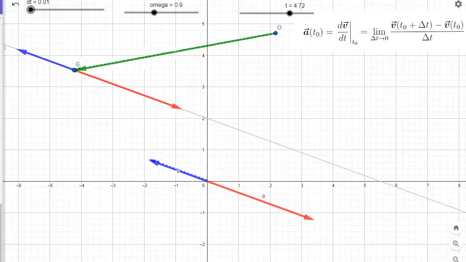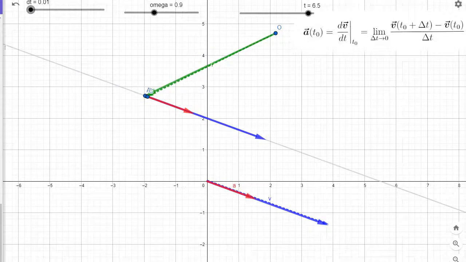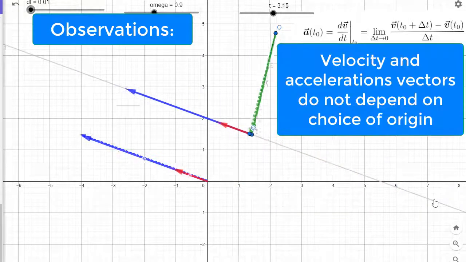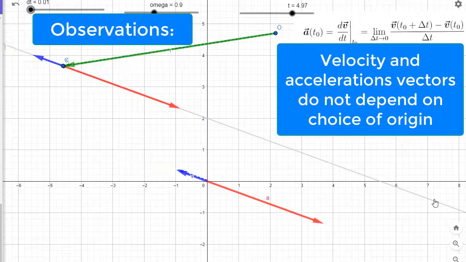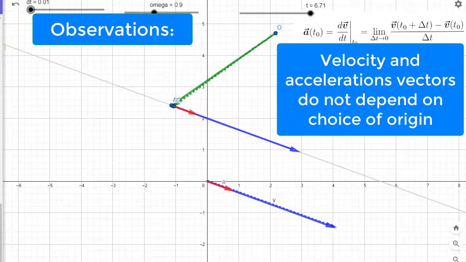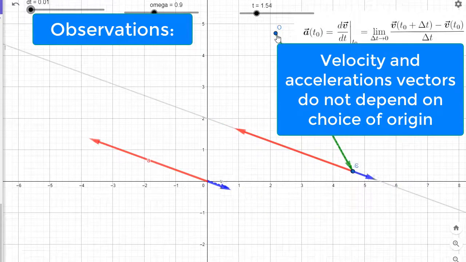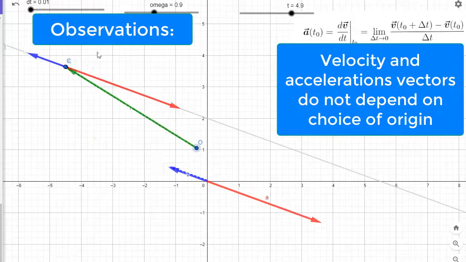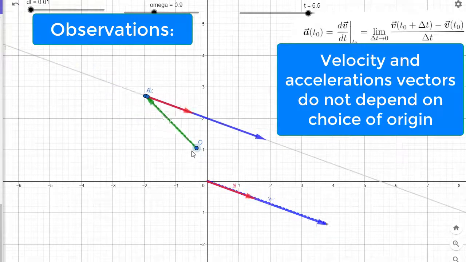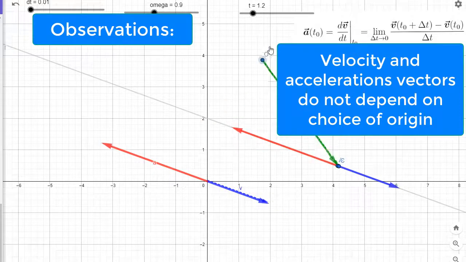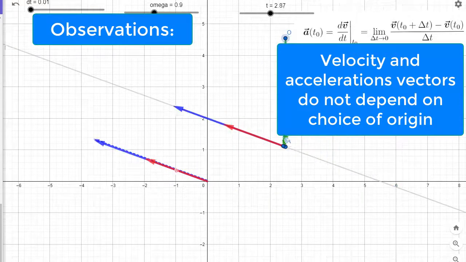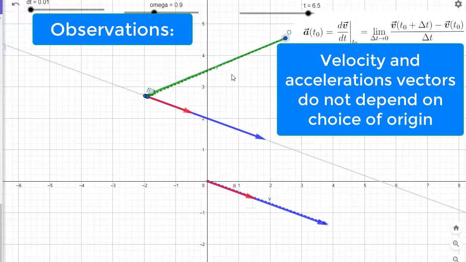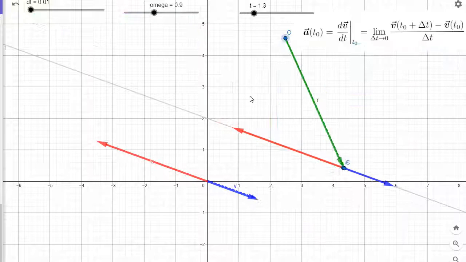Alrighty, to finish up this video, I'd like to make a few observations. So first observation is that the velocity and acceleration vectors do not depend upon the choice of origin that we've made. Right? So here we put the origin up here. Why up here? I don't know. No reason to put it up there. I can put it anywhere I want, and we get the same behavior with these velocity and acceleration vectors. So really, the choice of origin is used to construct a position vector, but after that, everything else is a difference, so it doesn't matter where the origin is.